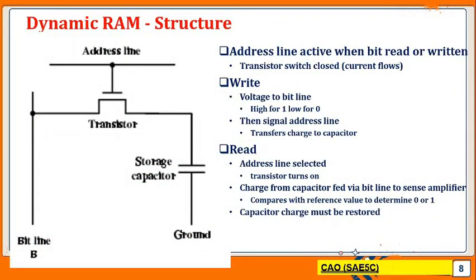The address line we've seen at the top is the most important one, where it is used to read or write the data. Whenever the transistor switch is closed, the current flows. Whenever the transistor switch opens, the current will not flow. To write data, the voltage is applied to the bit line.